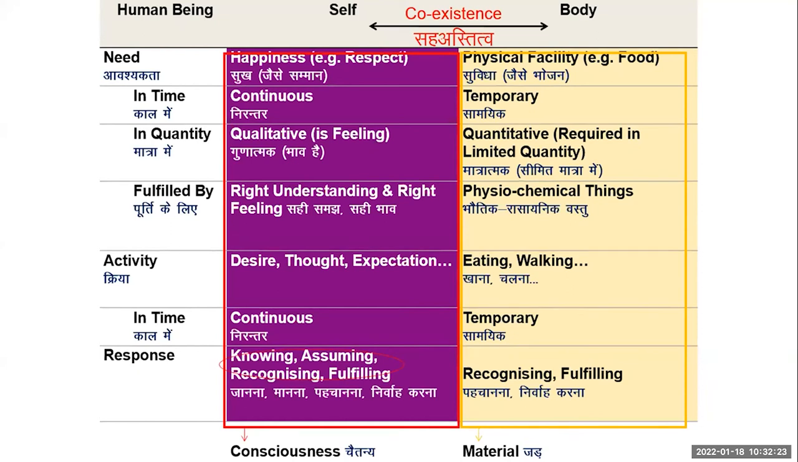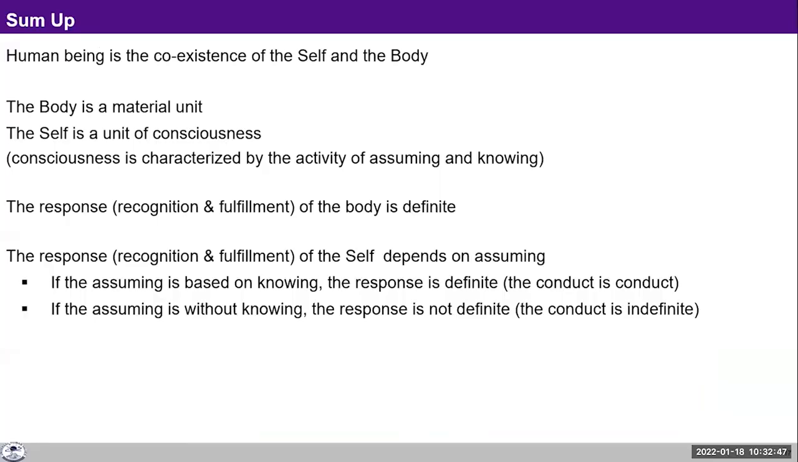Because any two materials, when they interact, recognize each other's relationship, and the outcome is definite. And so it is in the case of the body. The body recognizes relationship with other material and fulfills in a definite manner. So this is how it can easily be explored, can easily be inferred, that the body is a material and the self is a consciousness. So the human being is the coexistence of self and body.